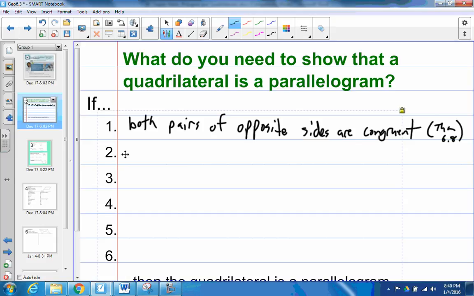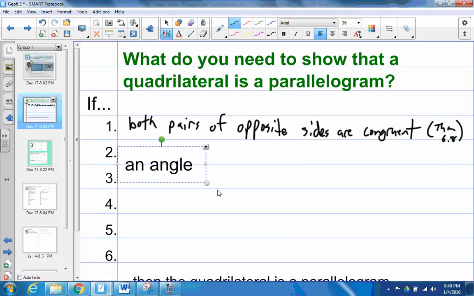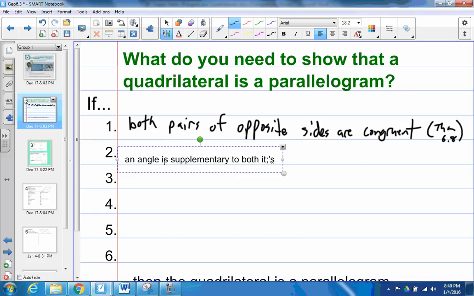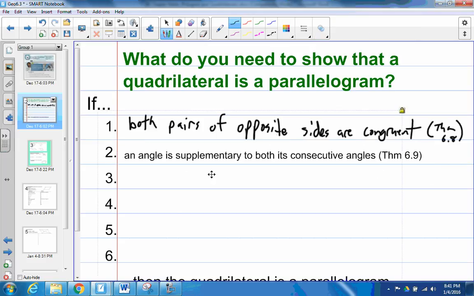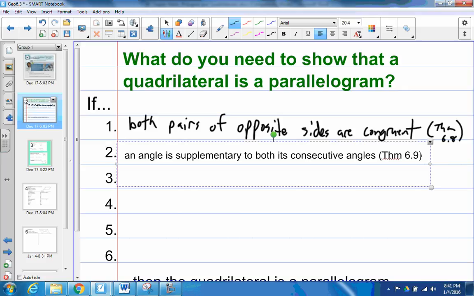So if an angle is supplementary to both its consecutive angles. Now remember, consecutive angles, that's Theorem 6.9. Consecutive angles are angles that are next to each other. So one angle has 2 angles on both sides that would be next to each other. Alright, now, next one.